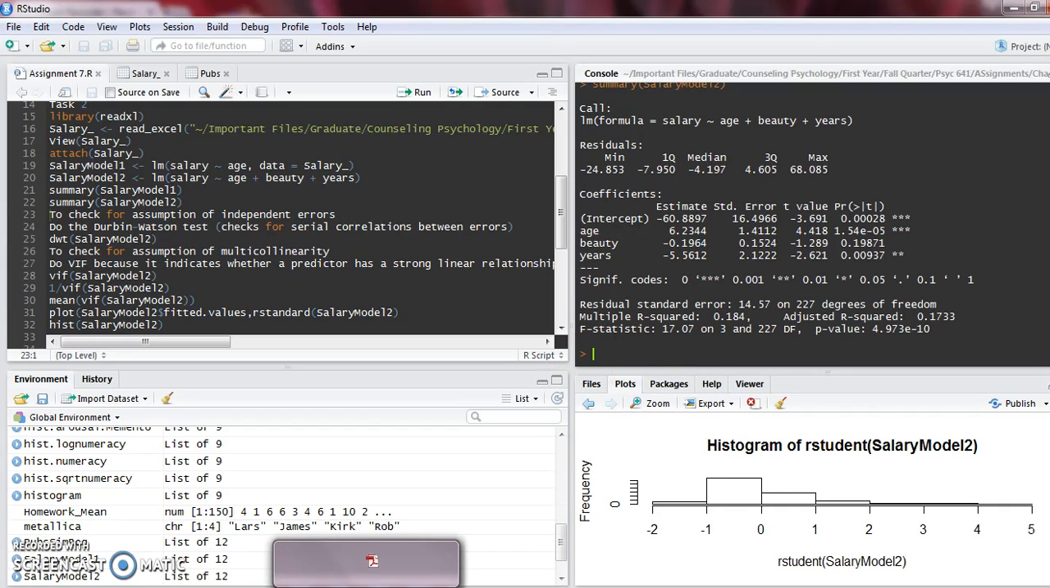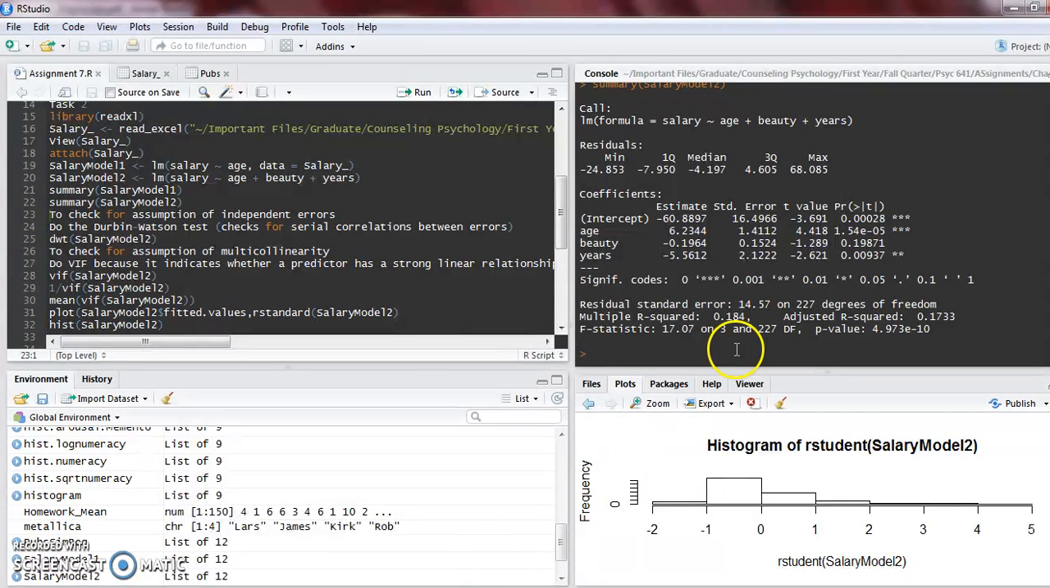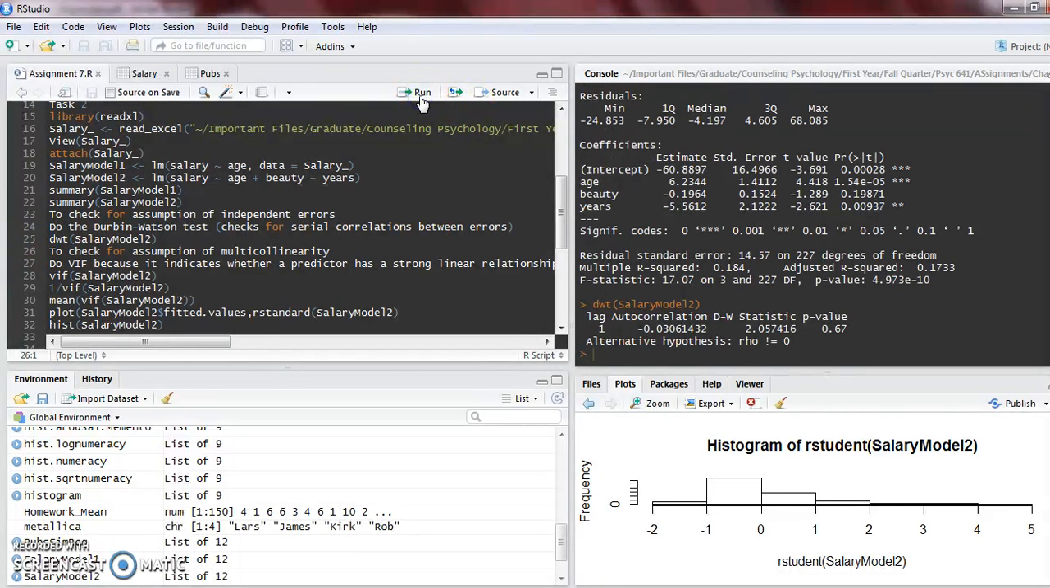So now the second question was asked: how valid is the regression model? In other words, can we trust it? We're given a hint: we have to check the assumptions. The ones that I did were straight up from the book. To check for independent errors, I used the Durbin-Watson test. So we're going to run that. And Andy Field gives us a rule of thumb that if it is around 2, it's okay, it's fine.